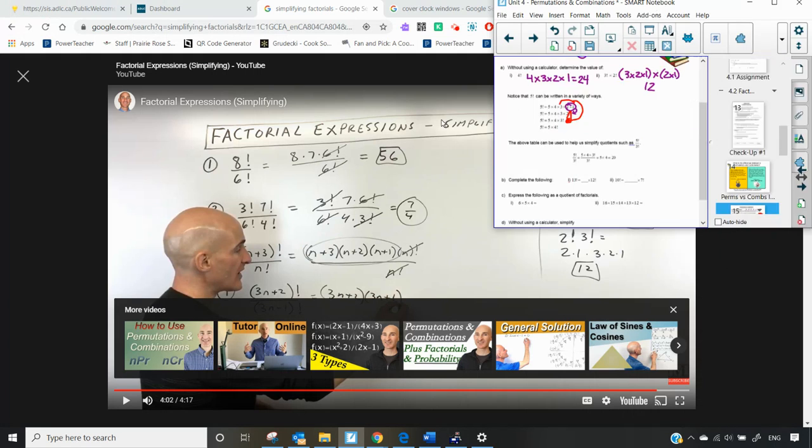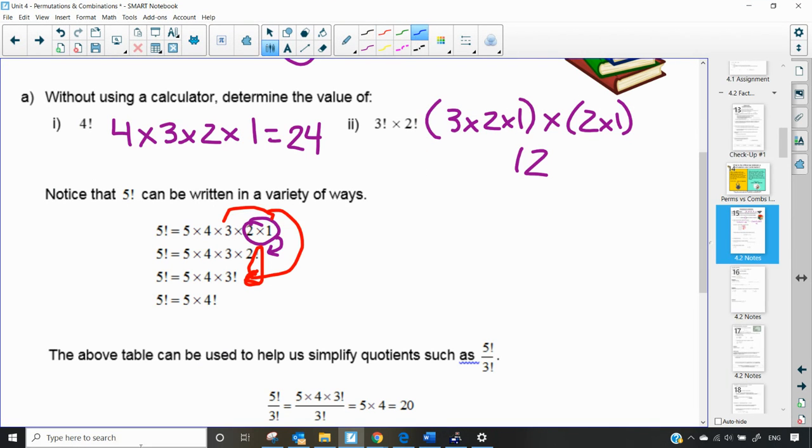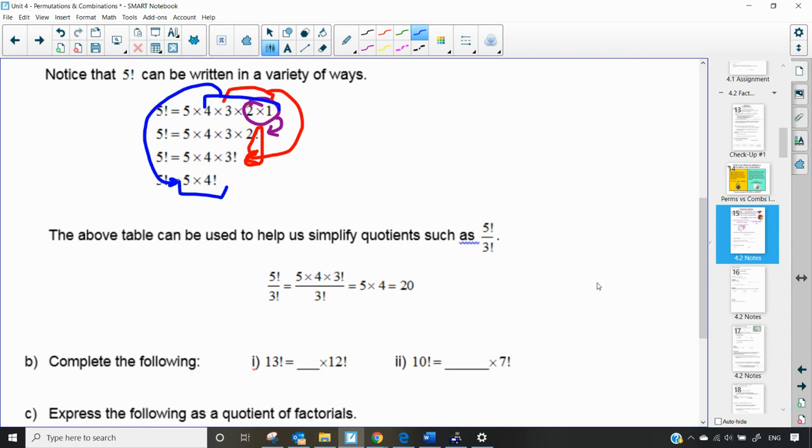And then the last one here, we can have 5 times 4 factorial. And if we look at that one there, that's because it's the same as 4 times 3 times 2 times 1. So we're really just simplifying or writing these in different ways. That's important for us to know because as we get into reducing and calculating and simplifying factorials, that's a property that we can use to help simplify.